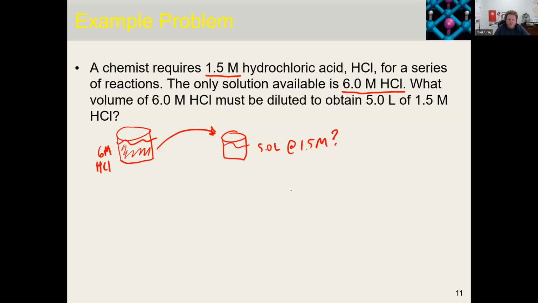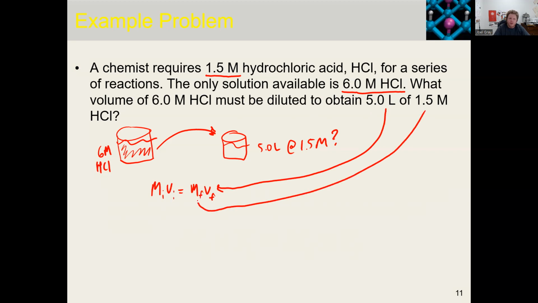Okay, so the way that we want to do this is a little bit backwards. So that M_I V_I equals M_F V_F. So our final volume is going to be 5 liters. Our final molarity is 1.5 molar. Our initial molarity is 6 molar. So what we're trying to figure out is how much of this do we need?